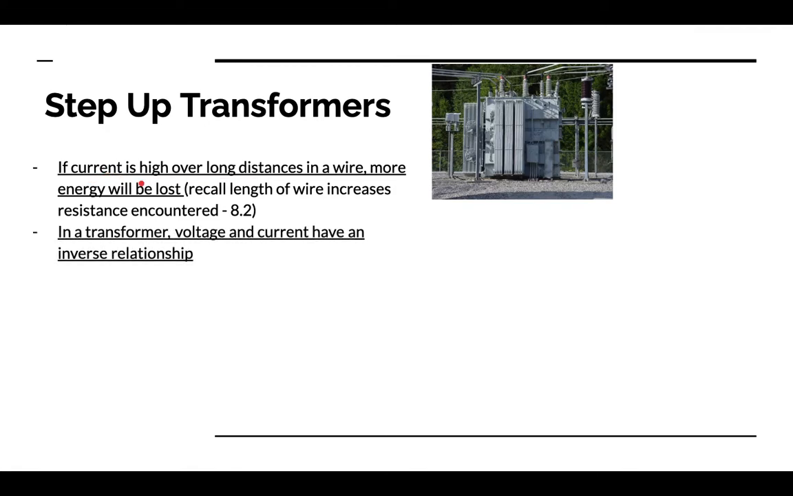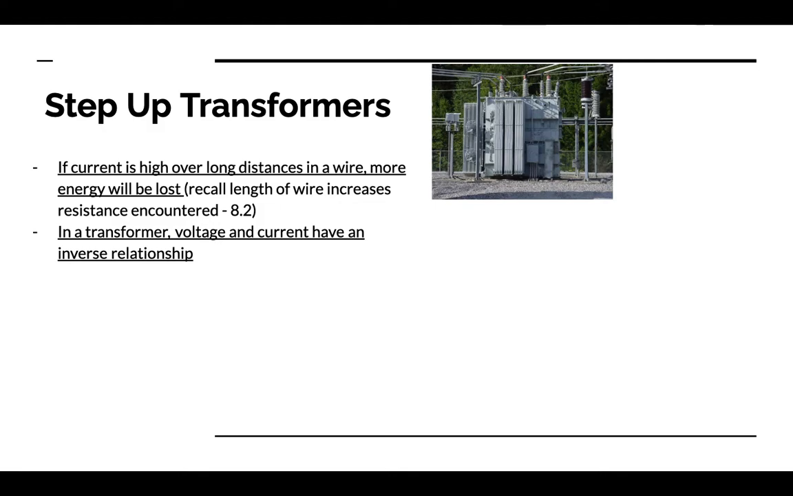So the way that we minimize our current is we actually maximize our voltage for a step-up transformer. The reason being is that in a transformer, voltage and current have an inverse relationship, okay? Now this is a little bit weird. We're not going to delve too much into this. You're just going to take this at face value.